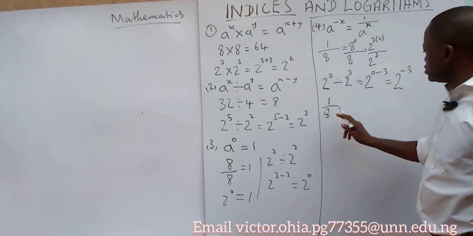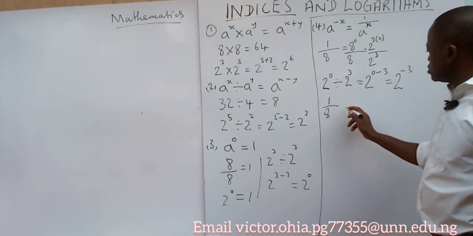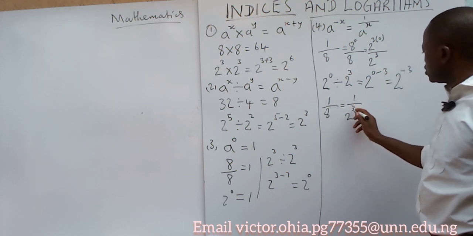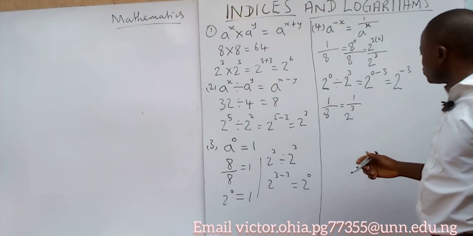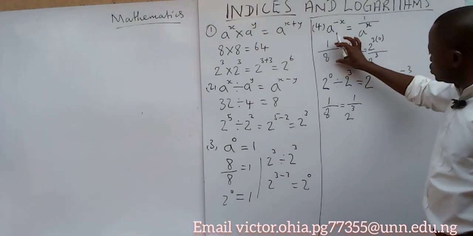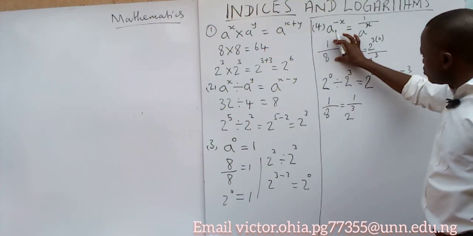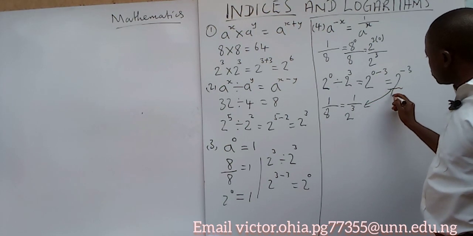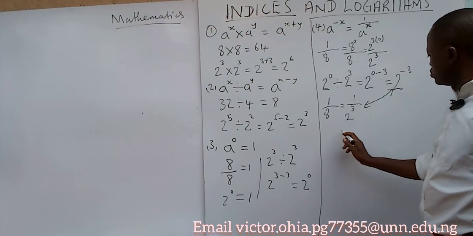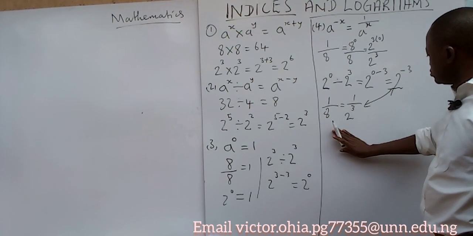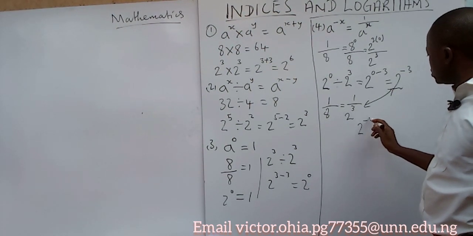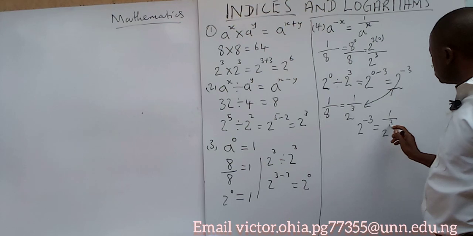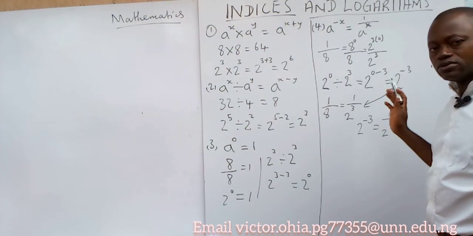Can I write this 1 over 8 as 1 over 2 to power 3? I'm sure you accept that one. Then if this thing is what brought me here, and this same thing is what landed me here, it means that these two things have a connection. That is to say that this one, which is 2 raised to power minus 3, will be the same thing as 1 over 2 raised to power 3. No argument about it.